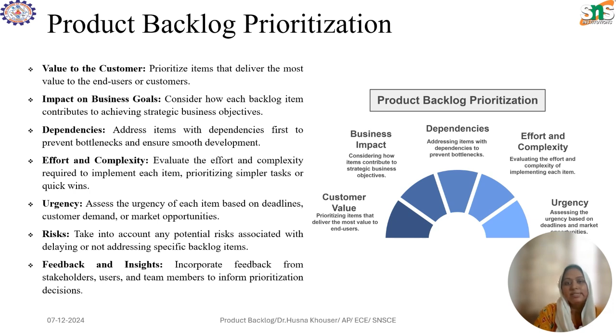And then risk mitigation. By prioritizing, you can identify potential risks early and address them sooner. We can even prioritize which risk has to be addressed first and which next. And next is team alignment. A prioritized backlog creates clarity for the entire team, aligning everyone to work toward common goals.